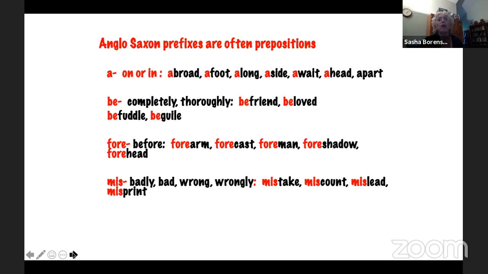Okay, fore means before. So forearm is the part of your arm before your bicep. And foreman is the man who is in front of and working with and in charge of all of the people. And foreshadow means that we're telling about what's going to happen before it happens. And miss means badly.